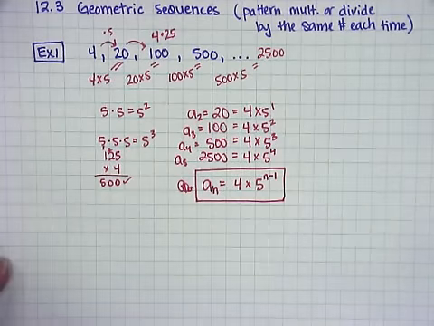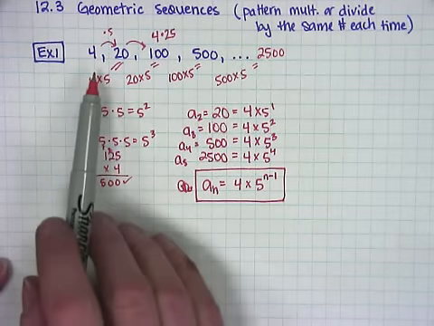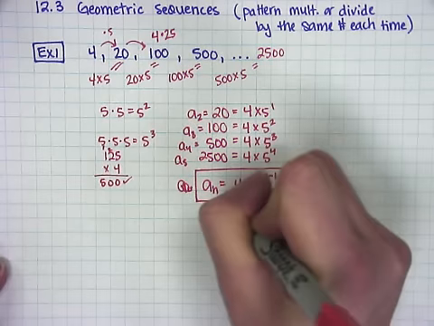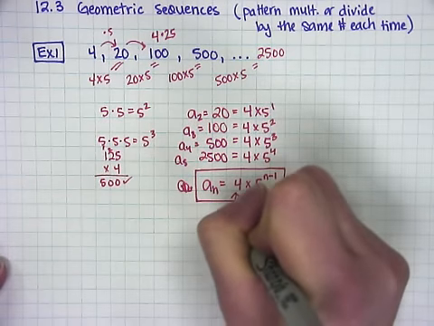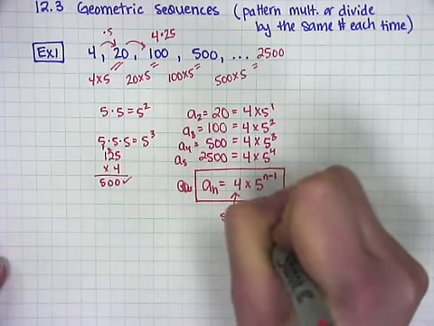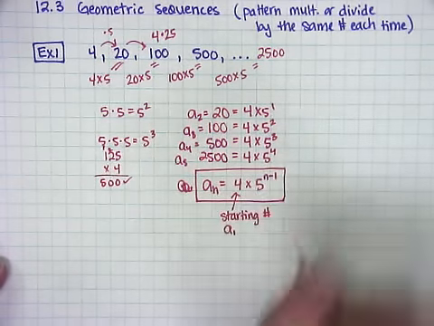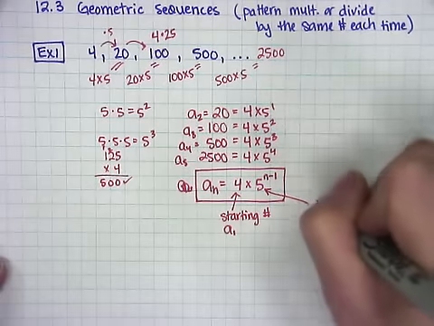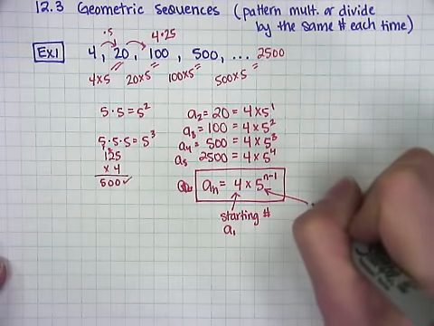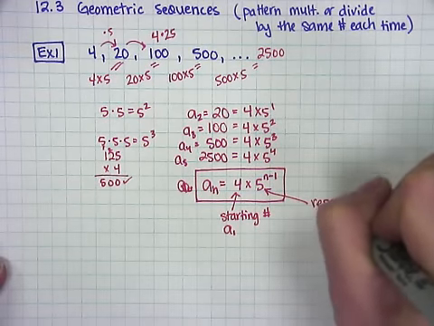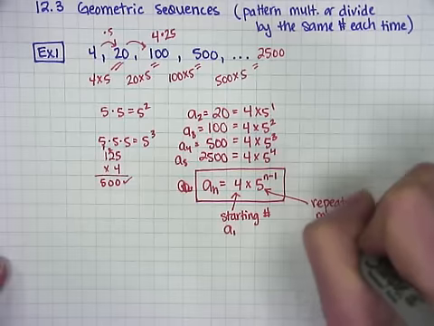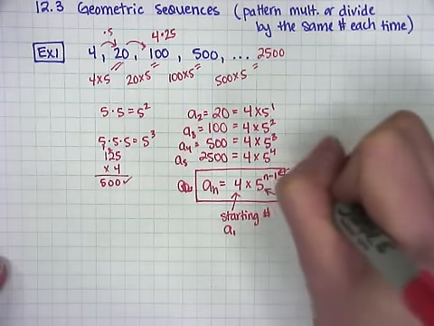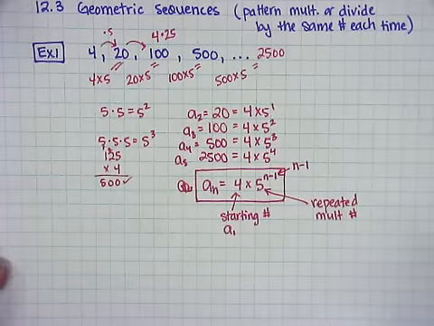Now, it's actually going to always work like this for things that are geometric. So if they have a starting number and then they multiply by the same number each time, this is always going to be your starting number, or it's also what we've been calling our a sub 1. And this is always going to be the number you multiply, so it's the repeated multiplication number. And this is always going to be n minus 1. It's not going to change.